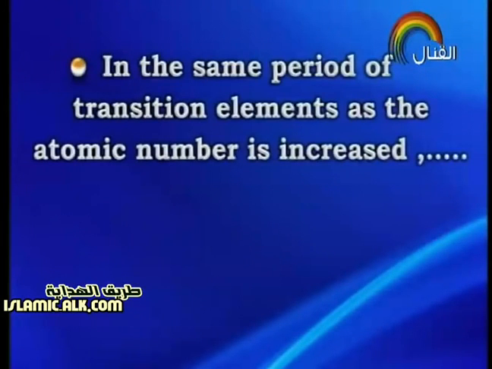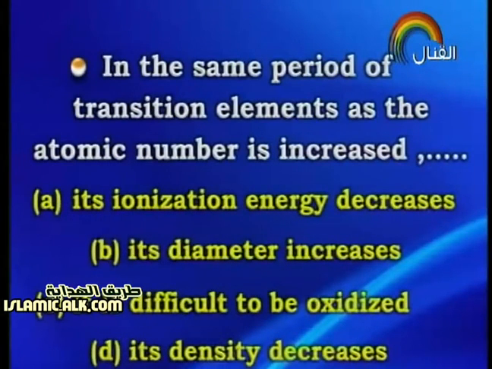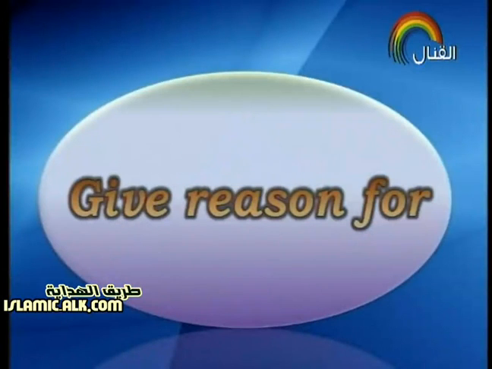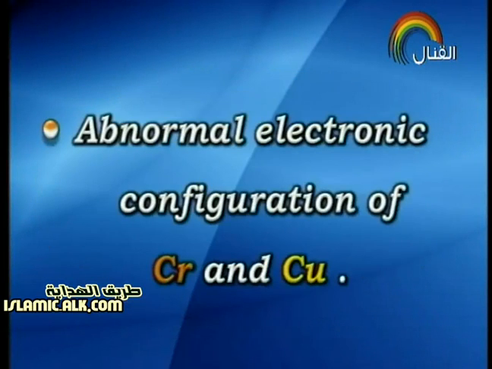Next point, in the same period of the transition elements, as the atomic number is increased, its ionization energy decreases, or its diameter increases, or it is difficult to be oxidized, or its density decreases. If you think about it, yes, you will find that it is difficult to be oxidized. Next type of question, give reason for the abnormal electronic configuration of chromium and copper.